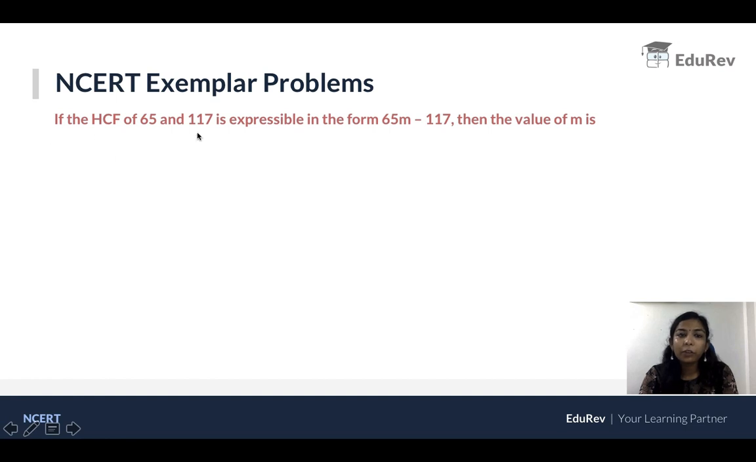If the HCF of 65 and 117 is expressible in the form of 65m minus 117, then the value of m is. So they are telling the HCF of 65 and 117 is equal to 65m minus 117. In that case, what is m? Our approach will be, first we'll find the HCF of 65 and 117 and we'll equate it to this term and we'll find the value of m. So which is the larger one? 117. So it is the dividend and 65 will be my divisor.